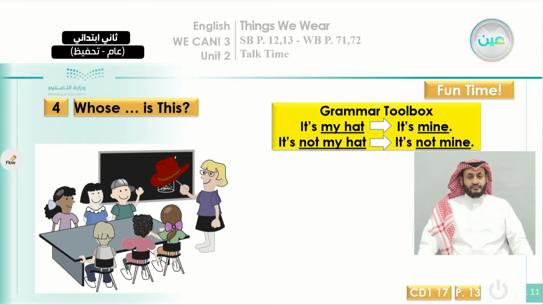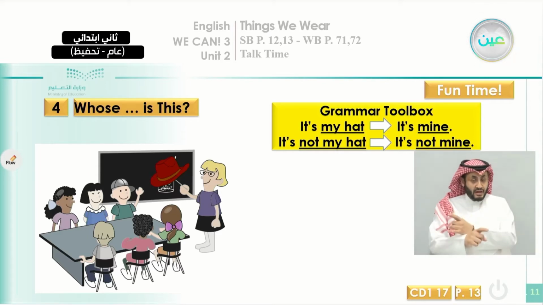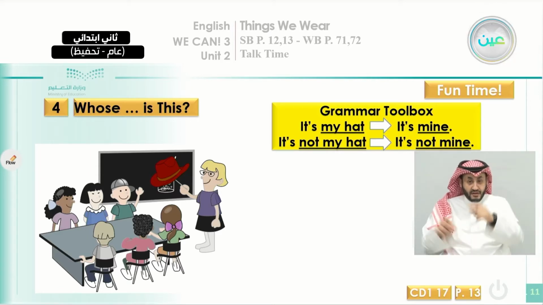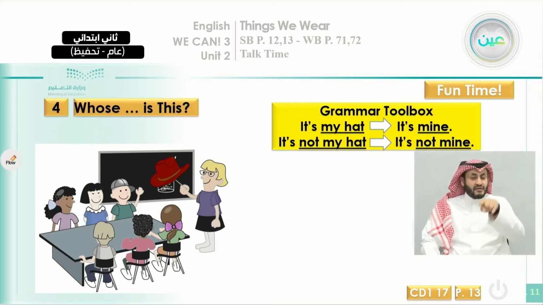Who is this? When somebody asks, we don't say who is this. Here we say whose is this. So look at the teacher here. She is pointing at a hat, and she's asking the boys, whom does this hat belong to? Or she can say, as you can see, whose hat is this? Okay, let's listen to this audio.